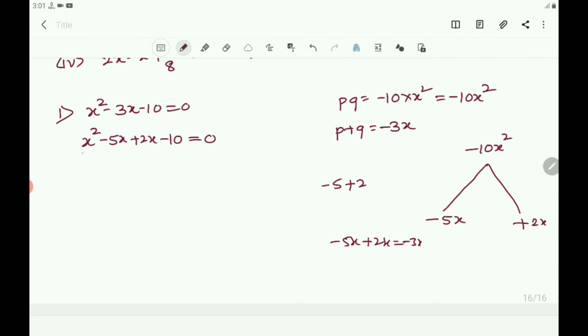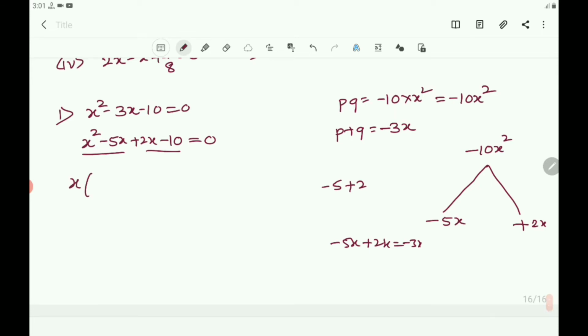And here make groups of two terms. In the first group, x square minus 5x, what is common? x is common, and in the bracket you write x minus 5. If x is removed as common, the term in the bracket is x minus 5, so x into x is x square and x into minus 5 is minus 5x.